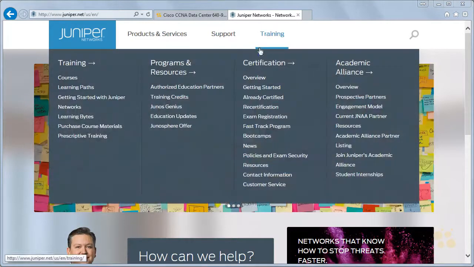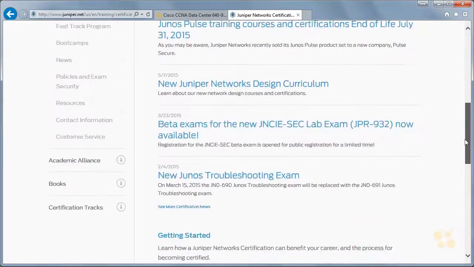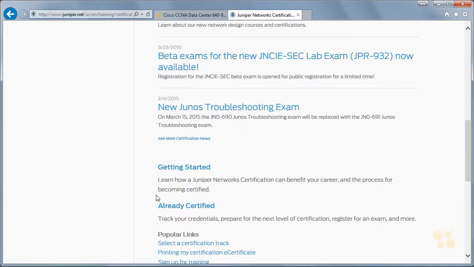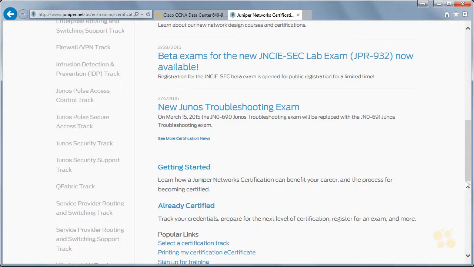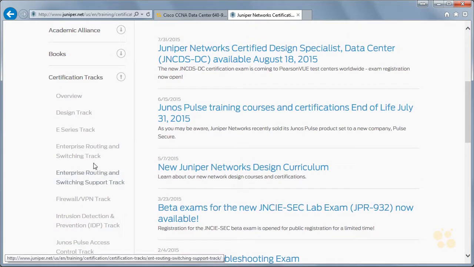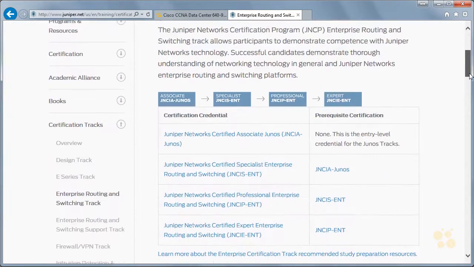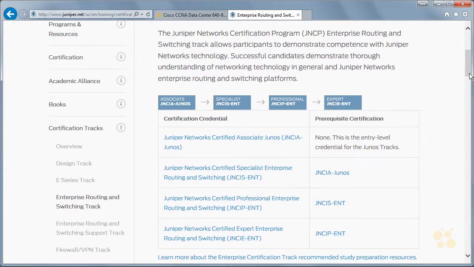If we go up to training and certification at the Juniper website, and you scroll down and you go to the certification tracks that Juniper offers, and you go to what I consider kind of the lifeblood of Juniper, their enterprise routing and switching track, for example, you're going to discover that there are four levels of this certification track. There's associate, there's specialist, professional, and expert. And look, sure enough, our course is the foundation for this entire track. It's the prereq, if you will.